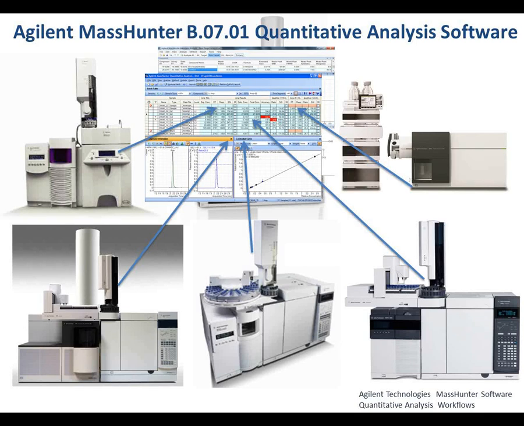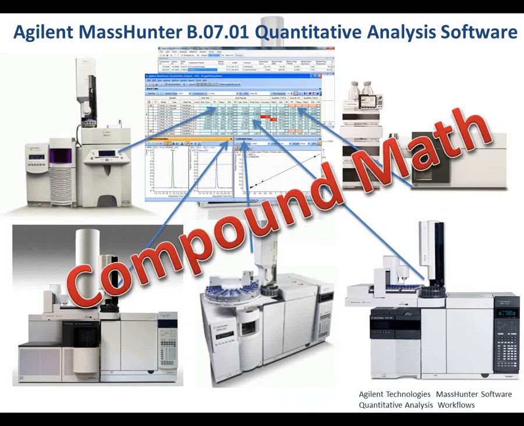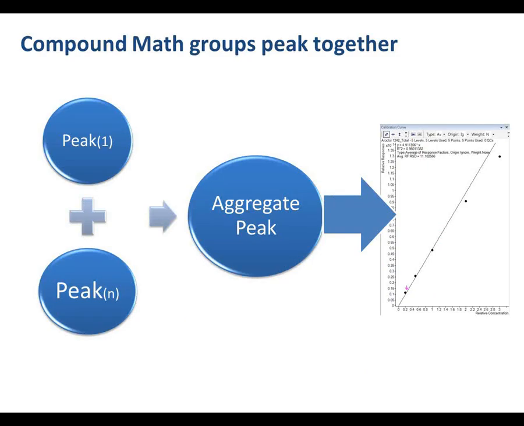Let me introduce you to compound math. The purpose of compound math is to group peaks together. Now, they don't necessarily need to be contiguous. They could be at different retention times in the chromatogram, but it will take those peaks, however many you select, and aggregate that into one entity. And that compound entity will then have its own calibration curve.